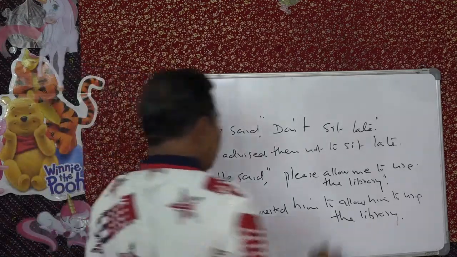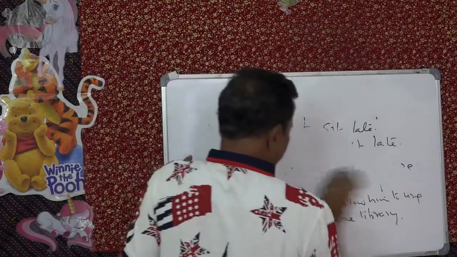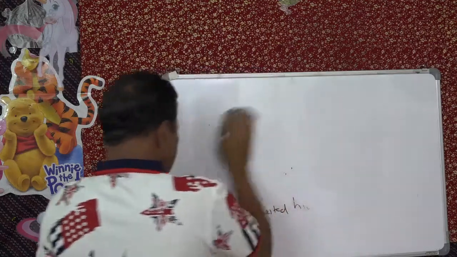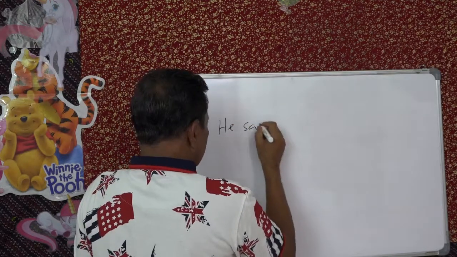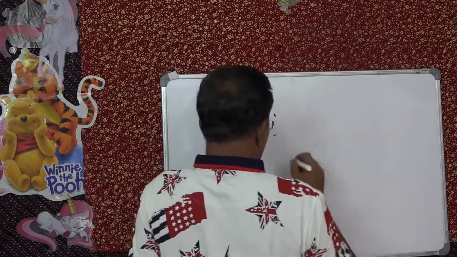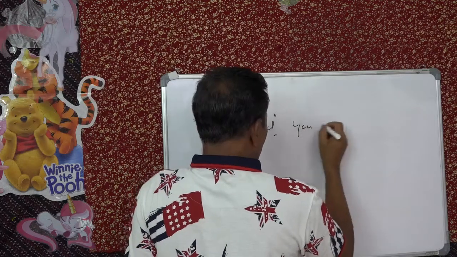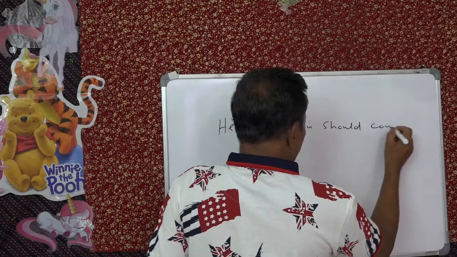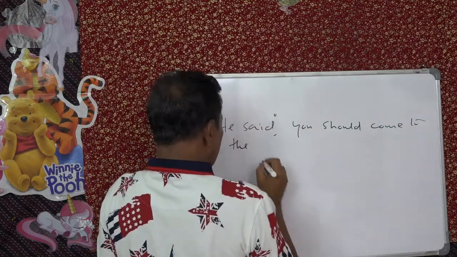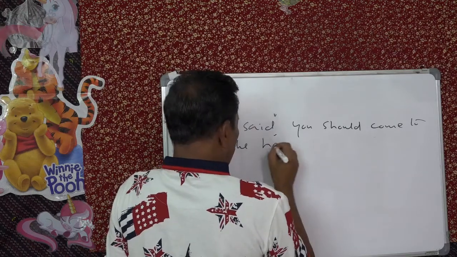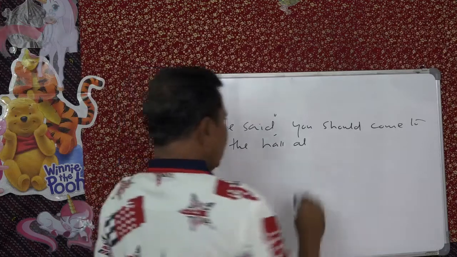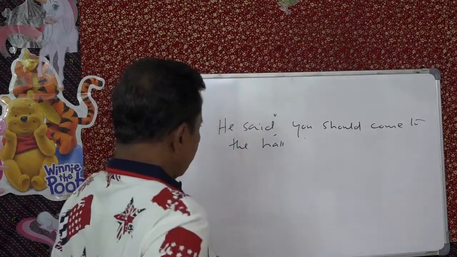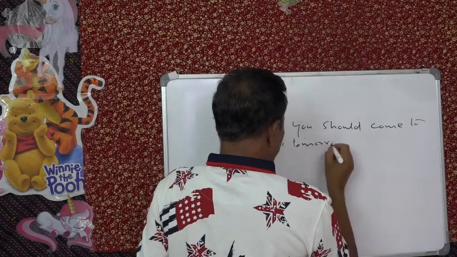Okay? So now, since we have seen three kinds of sentences, let us have a mix of all the three and see how we are going to do that. We'll begin with a statement. He said, you should all come to the hall tomorrow. Okay.